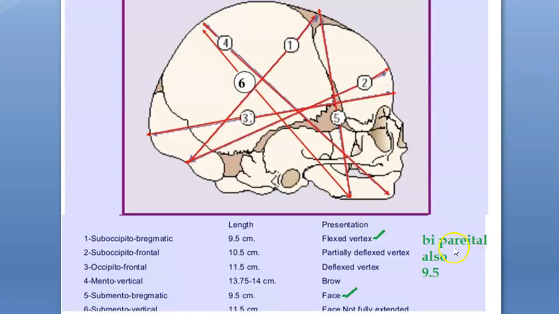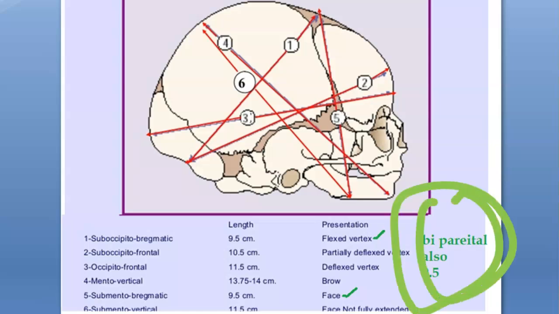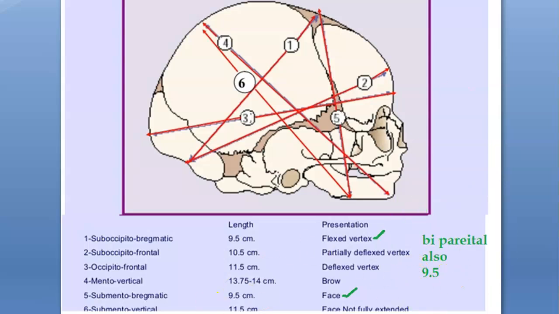Which is that? That is the biparietal. Biparietal is also 9.5. It has been written here. So which are the three 9.5s? Suboccipitobregmatic is 9.5, submentobregmatic is 9.5, and biparietal is 9.5. So what will be the presentation? Let us understand that also.